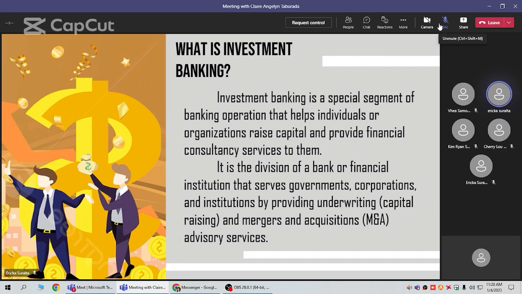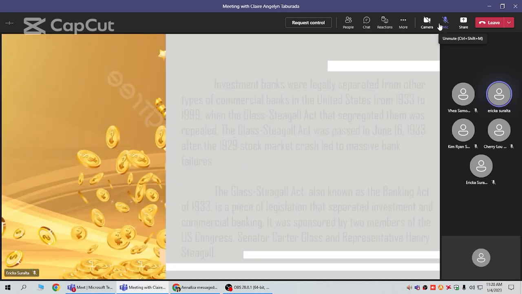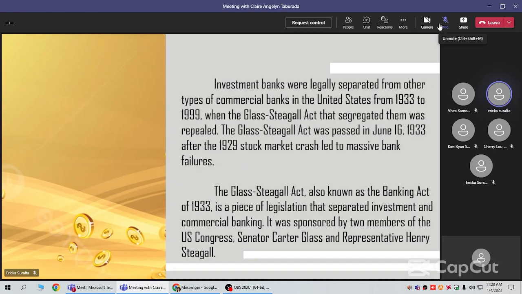So next in investment banking, a little throwback. Before, investment banking was actually legally separated from other types of commercial banks in the United States from 1933 to 1999, when the Glass-Steagall Act that segregated them was repealed.